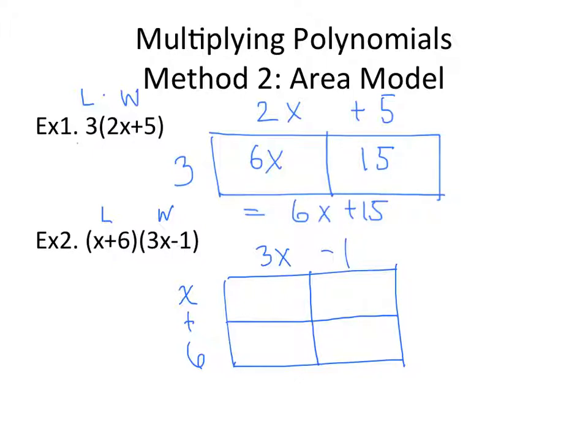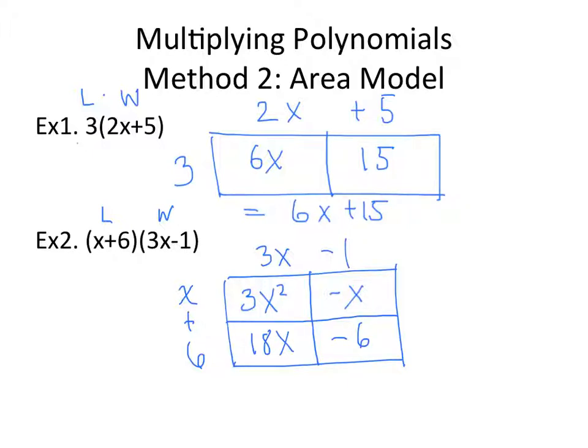So going across, we're going to go straight across like that. And x times 3x is 3x squared. X times minus 1 is minus x. The next thing is we're going to go straight across for the next term. So 6 times 3x is 18x. 6 times minus 1 is minus 6.